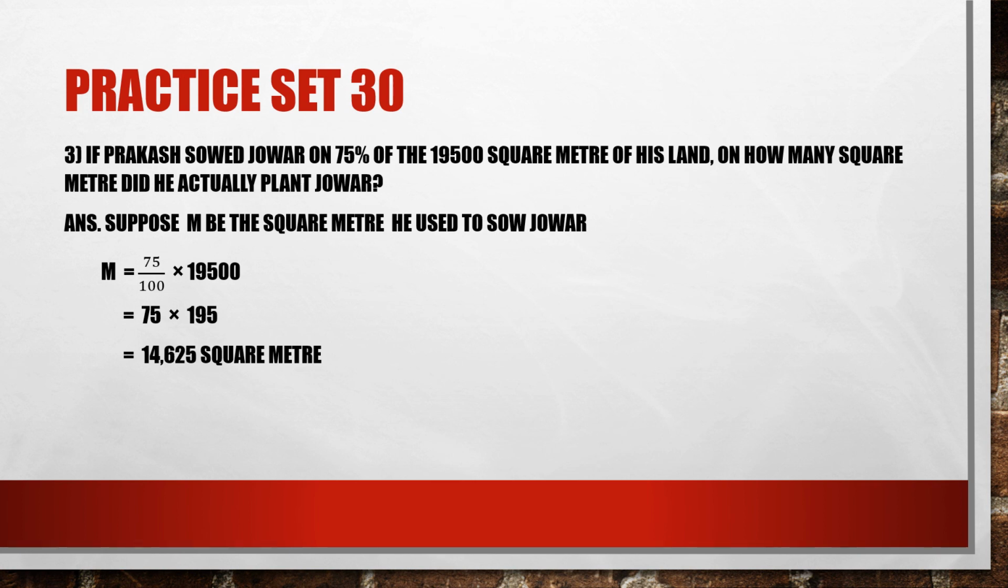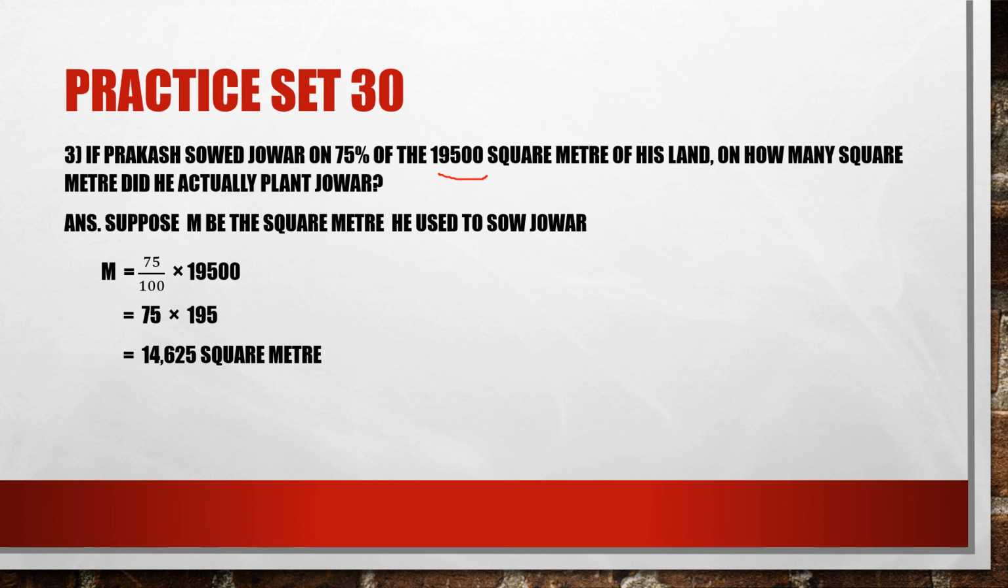Prakash sowed Jawar on 75% of the 19,500 square meter of his land. That means he had this much land, and on that he sowed around 75%. On how many square meters did he actually plant the Jawar? So we don't know. They have just told us that this is 19,500 total square meter land he has, and on that he has sowed 75%. They have not given the exact number. That is, the number is not in square meter. It is given in percentage. Correct? So we need to find out that.